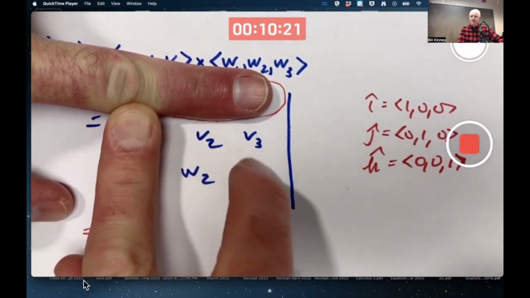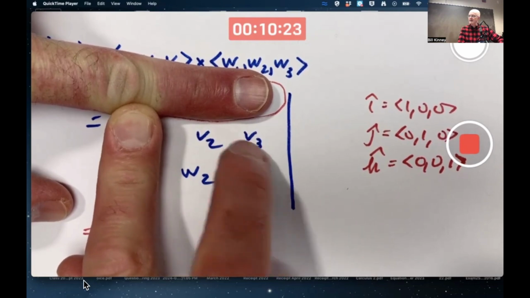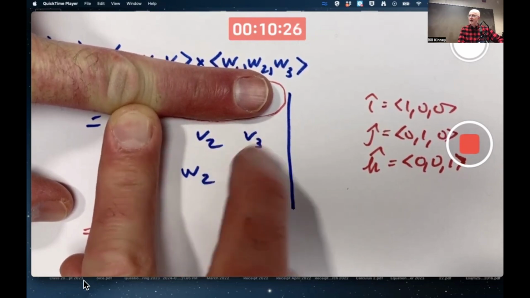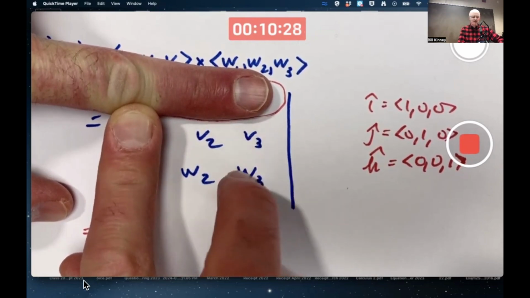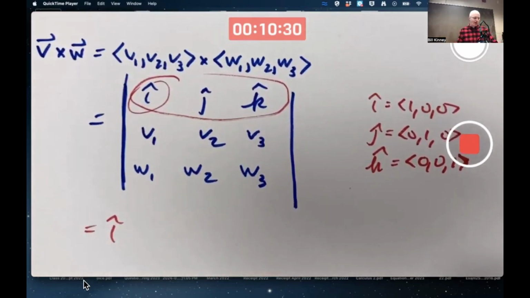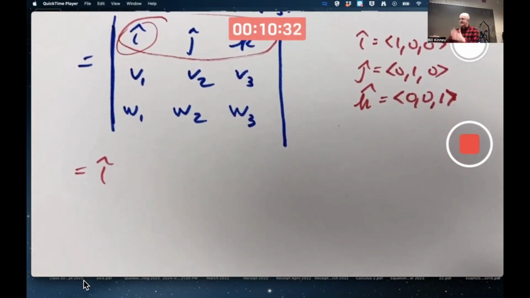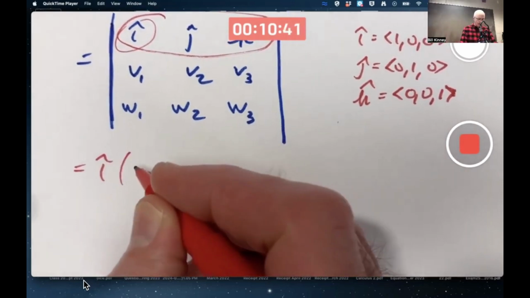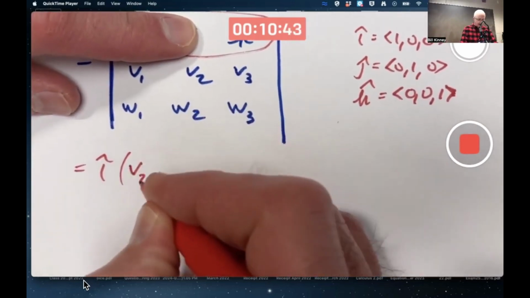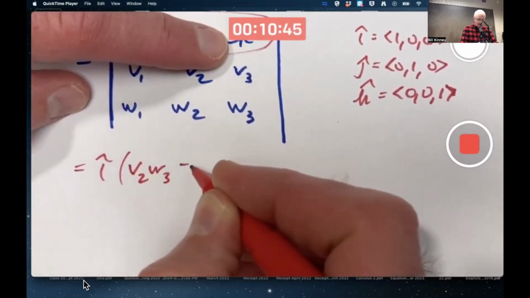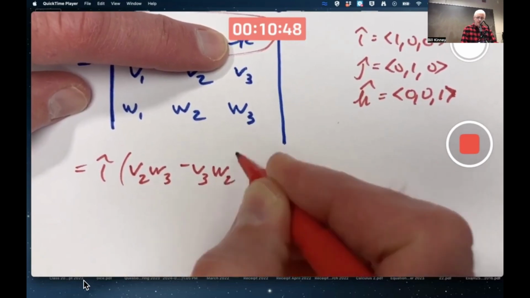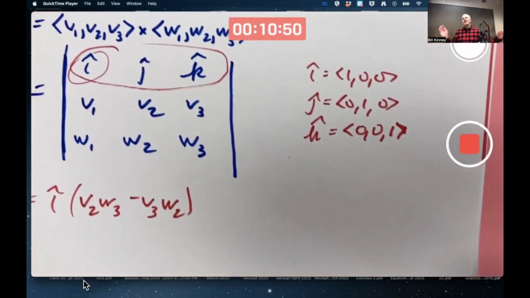You multiply the numbers on the main diagonal from upper left to lower right. That's called the main diagonal. And subtract the product of the numbers on the off diagonal. I could write that in terms of this determinant notation as well, with these absolute value signs that are not really absolute value signs. But I'll just write down what it is here: V2 times W3 minus V3 times W2. That's the first of 3 steps.